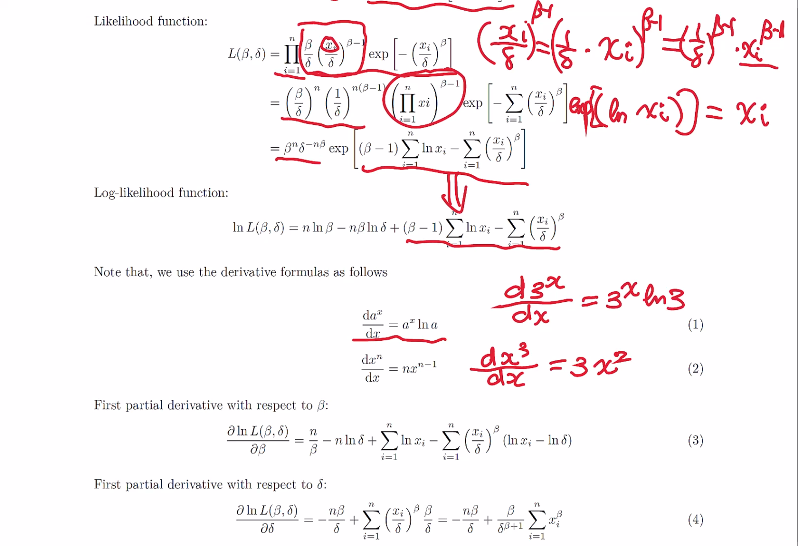The difference between these two is actually obvious, because the first one is the exponential function, where the variable is in the exponent part. But the second function is the power function, where the variable is in the base. Okay, that's the difference. All right. And this is the tricky part, because in the log likelihood function, right?